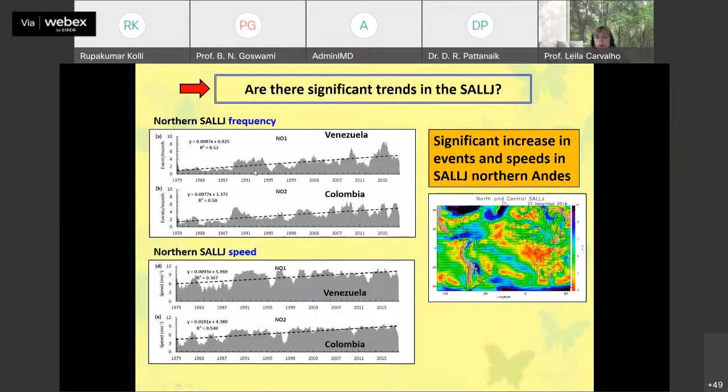But most important is that this jet seems to be intensifying over time. We see that they have been increasing in frequency over Venezuela, Colombia, and also in wind speed, as you can see in both cases here. Those trends are statistically significant, which is also important in understanding the variability of the monsoon in recent years.